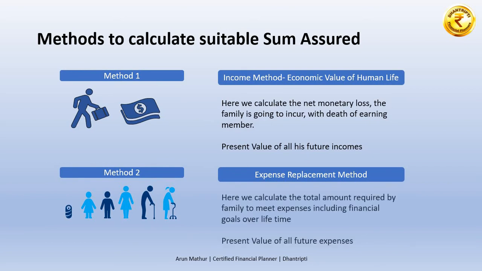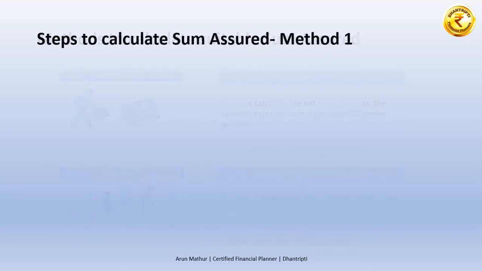Similarly, in the expense replacement method, instead of income, we look at the expenses which the family would require in case the bread earner is not there. And again, we calculate the present value of all the future expenses, which gives us a value which can be used to calculate the sum assured. Right now, in the next slide, we are going to see only one of these two methods, which is the income method, and the detailed calculation of how we arrive at the sum assured value.